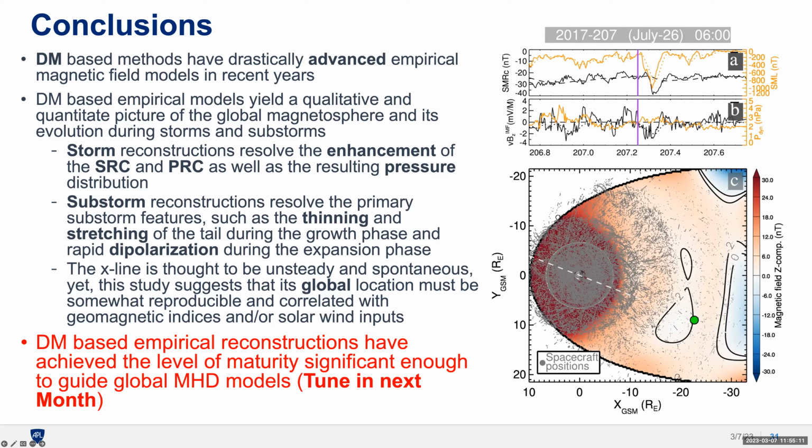We resolve the primary features of storms, like the enhancement of the symmetric and partial ring current and pressure distribution, and the primary features of substorms, such as the thinning and stretching of the tail during the growth phase, and then rapid dipolarization during the expansion phase. And then we also resolve the location and timing of the X-line. So although the X-line was thought to be unsteady and spontaneous at microscales, this really suggests the global scale of the magnetotail reconnection must be reproducible and correlated with geomagnetic indices and or solar wind inputs.